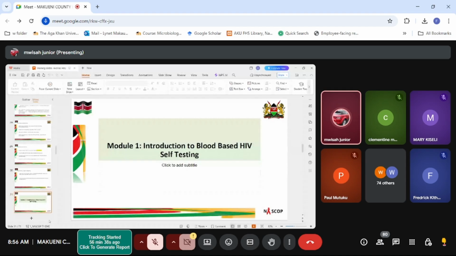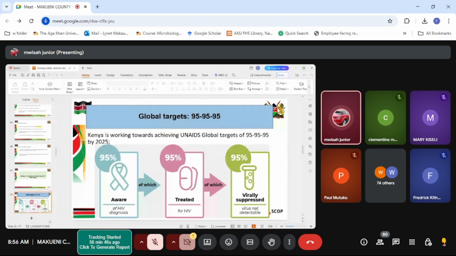I want to do a short presentation on the blood-based HIV self-testing. The global targets, I hope everyone is aware of this, the 95, 95, 95, and the lab, we feature in all of the 95s. For HIV diagnosis, we feature there as the key people in testing. When it comes to treatment, there are some baseline tests we do as a lab. When it comes to viral suppression, we are the custodians and also the people involved in taking the viral samples.